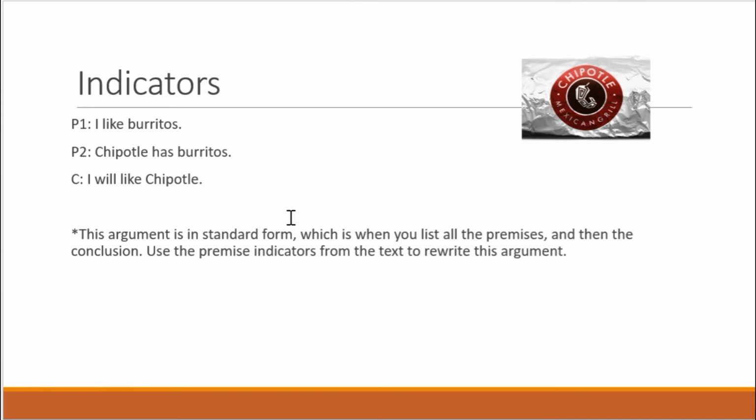So take a moment, pause the video, and try to use the indicators that Dowden gives you from the book, and rewrite this argument. So rewrite this argument using Dowden's indicators. Okay?